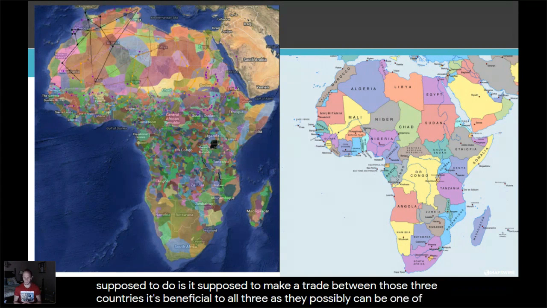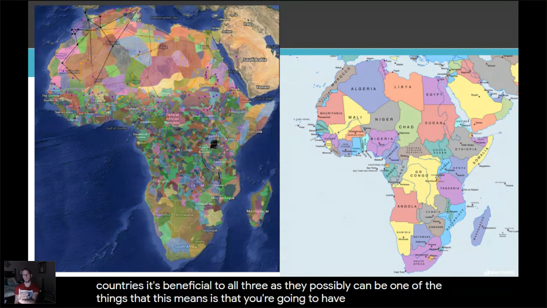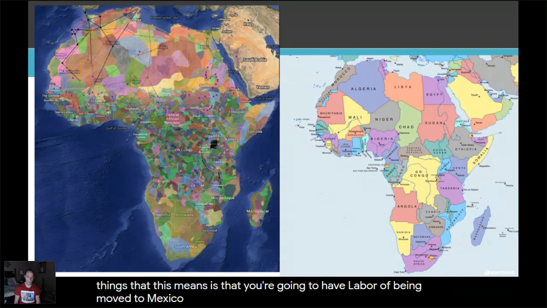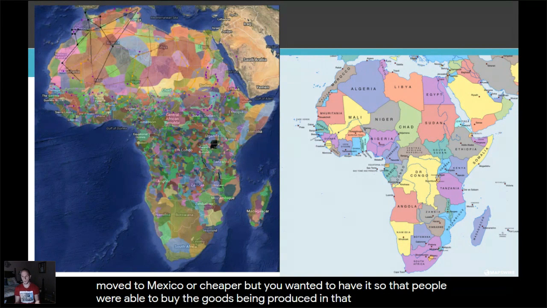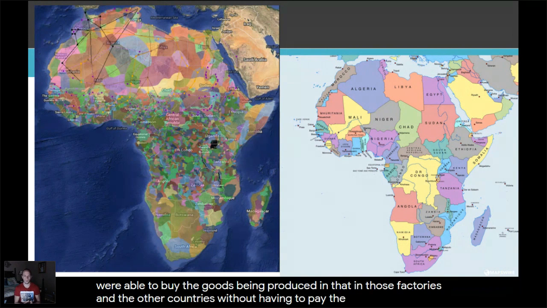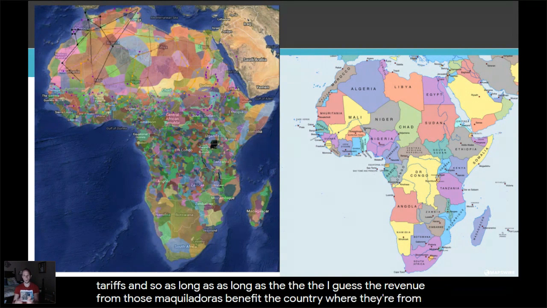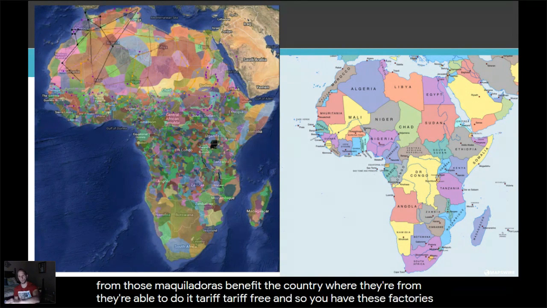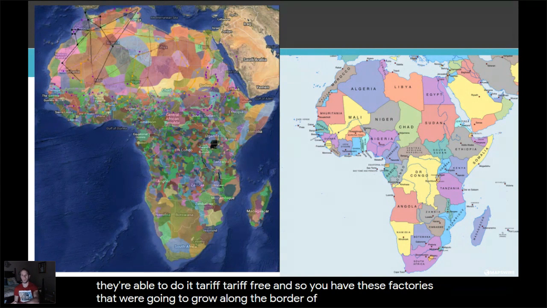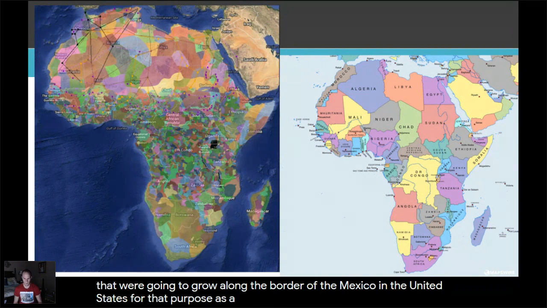And one of the things that this means is that you're going to have labor being moved to Mexico where it's cheaper, but you wanted to have it so that people were able to buy the goods being produced in those factories in the other countries without having to pay the tariffs. And so as long as the revenue from those maquiladoras benefits the country where they're from, they're able to do it tariff free. And so you have these factories that are going to grow along the border of Mexico and the United States for that purpose as a result of NAFTA.